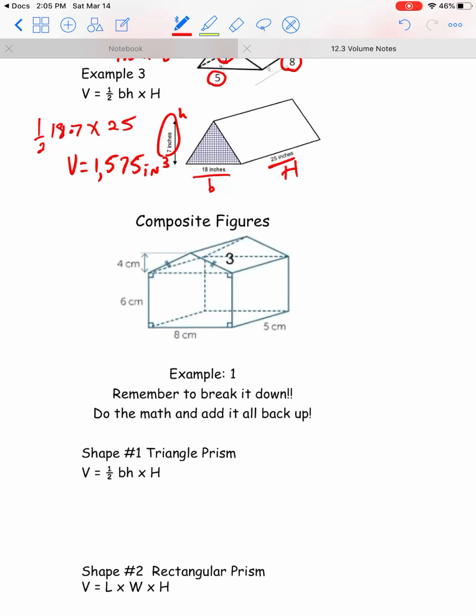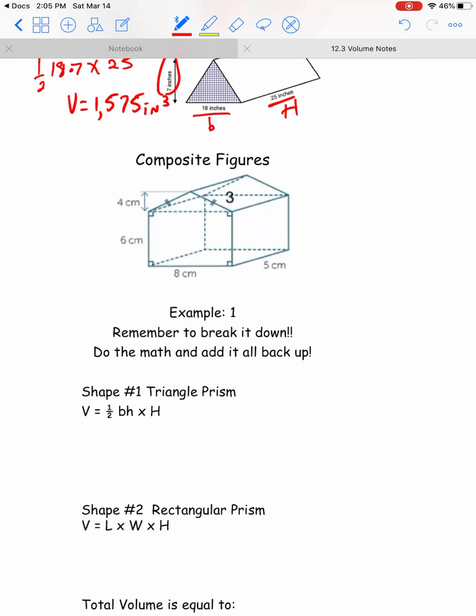Okay, last but not least, let's look at this composite figure down here. With the composite figure, notice we're finding volume. Notice I have a rectangle prism and I got a triangle prism. You have to split them apart and break them down. We're going to start with the triangle prism. 1/2 base, little h, times the big H. I'm going to use that measurement, and I'm going to use this measurement.